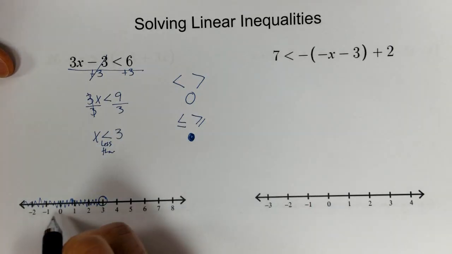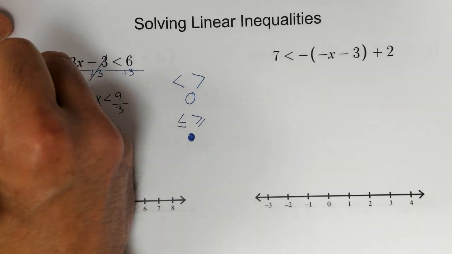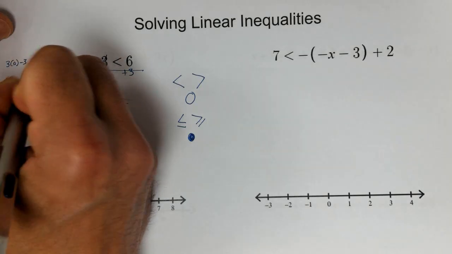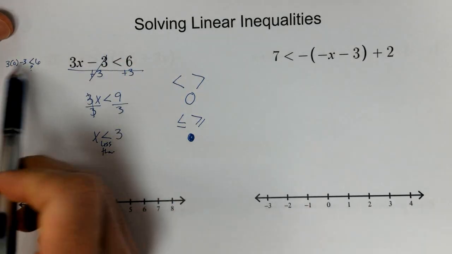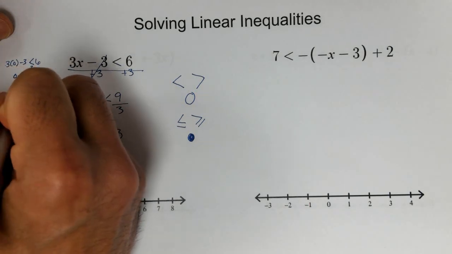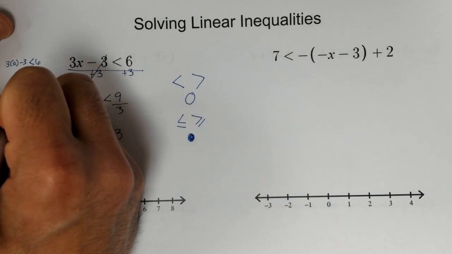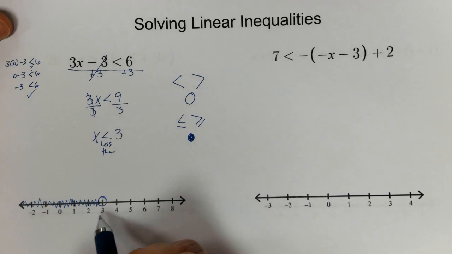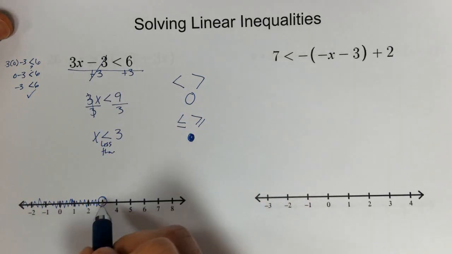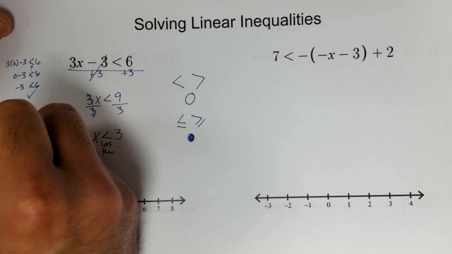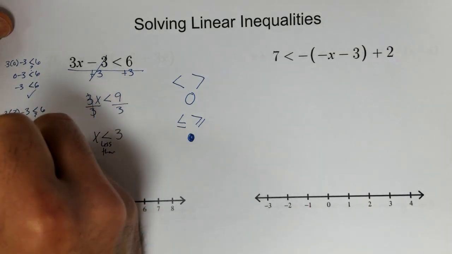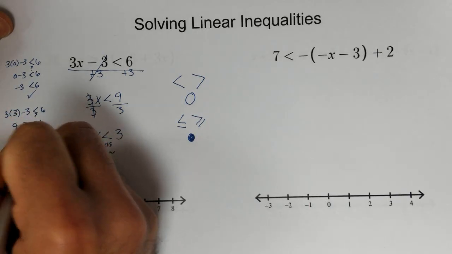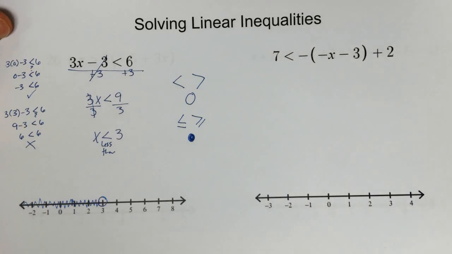Let's try it. Let's plug in 0. If I plug 0 in here, we have 3 times 0 minus 3. Is that less than 6? Well, 3 times 0 is 0. 0 take away 3 is negative 3. And negative 3 is less than 6. What happens if I plug in 3? When I plug 3 into the inequality, 3 times 3 minus 3, is that less than 6? 3 times 3 is 9, and 9 minus 3 is 6. Is 6 less than 6? No. 6 is equal to 6.